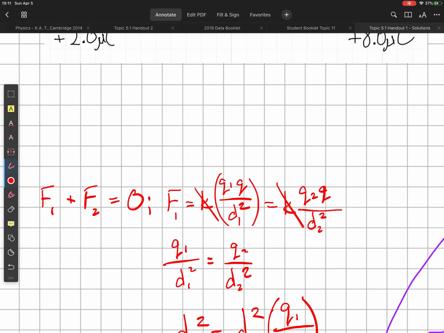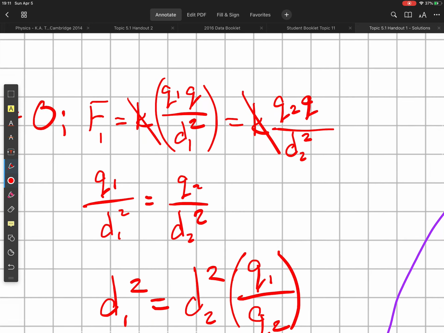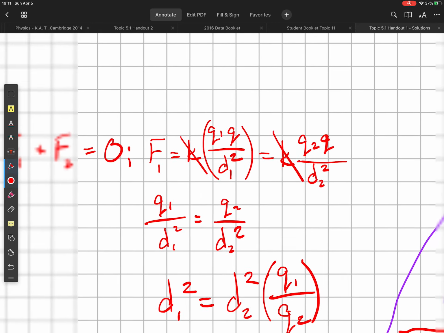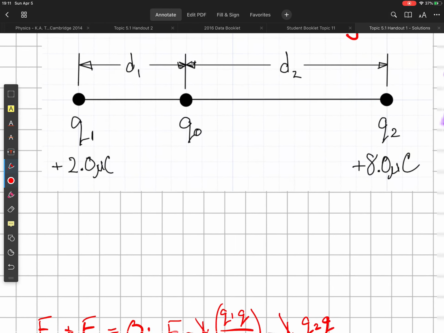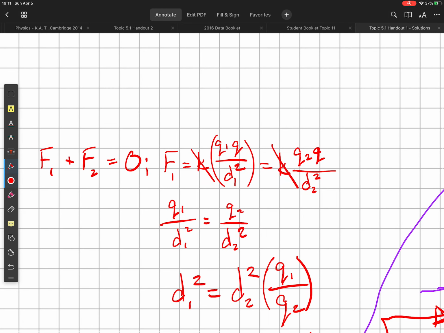We know that our sum of forces on these two charges is going to be equal to 0. So that gives us this initial equation where we have Q sub 1 times our test charge divided by the distance from Q sub 1 squared. And that is equal then to Q sub 2 times the test charge divided by the distance from Q sub 2 squared. So you can see those values on my diagram.